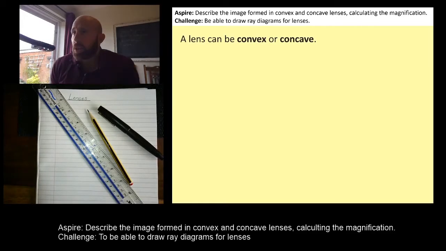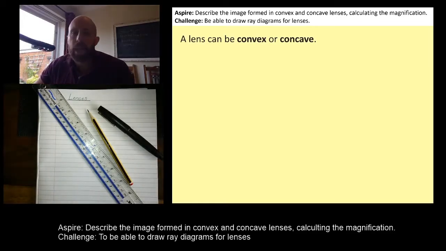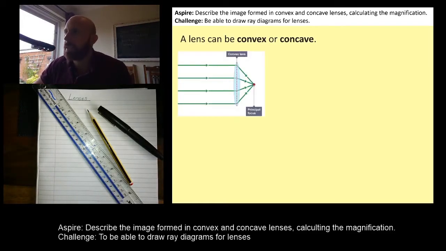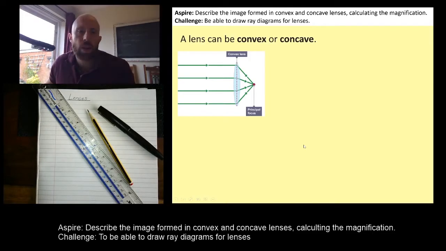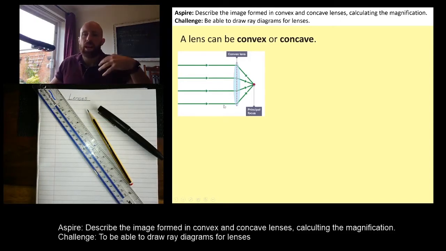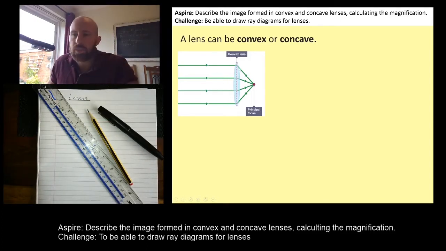So there are two types, and they have special names: convex and concave. This is what they look like. So this is a convex. So you can see on this image we have got 4 light rays going in. This is a representation, but remember light travels in straight lines.